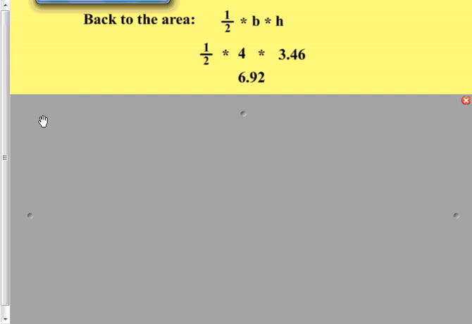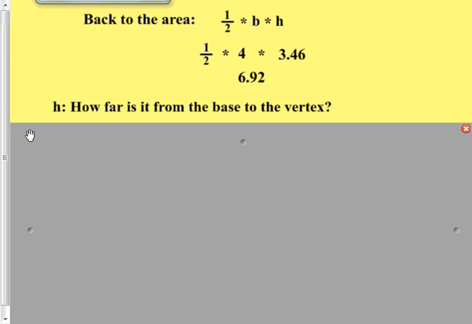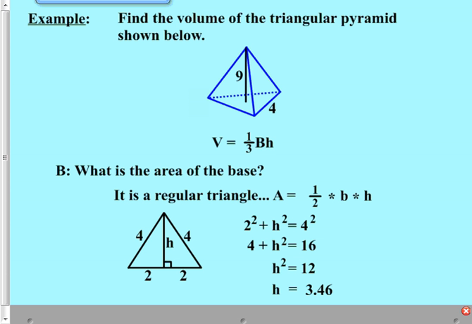moment. Anyway, there is the area of your base, 6.92. Now, continuing on with the formula for the volume of the pyramid, we need to discover the height of the pyramid. How far is it from the base over to the vertex? Let's look back at the diagram real quick.